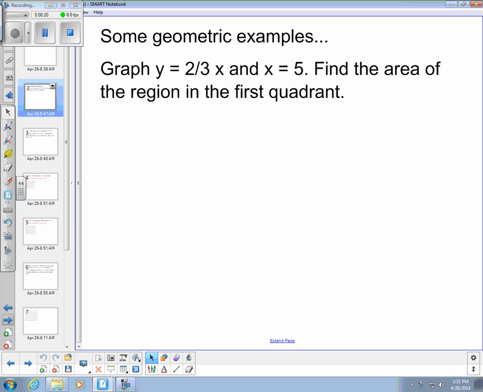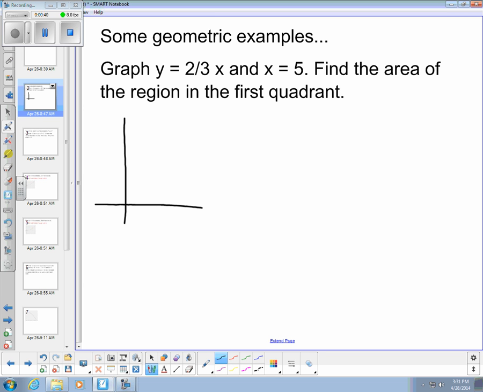Okay, so what I want you to do first is pause the video, and I would like you to graph this region. And then we are going to find the area of that region, and notice that I'm only looking at the first quadrant. So the first thing we need to do is graph our equations and see what kind of region we've got.